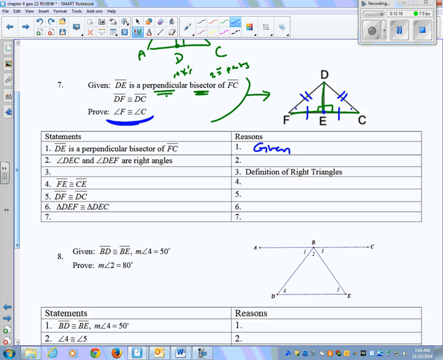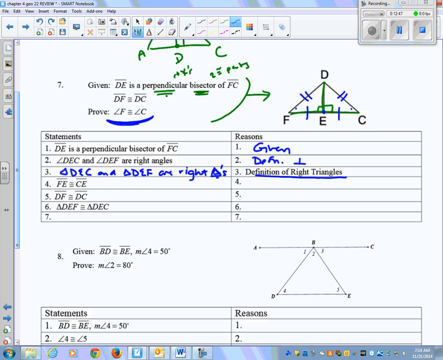That makes these two that we marked right angles by the definition of perpendicular. Now, in order to use the HL theorem, one of the statements we have to say is that the triangles are right triangles by definition of right triangles. Right triangles, not angles, but right triangles. That's one of the criteria for using HL.